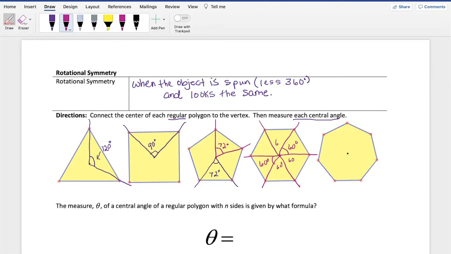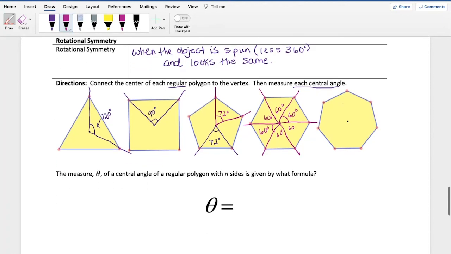Every time, notice what happens around that central angle is 360 degrees. So you are actually dividing that 360 by your number of sides, because each section that's creating that central angle is from one of the sides of your regular polygon. And so that's where we get into this formula here.